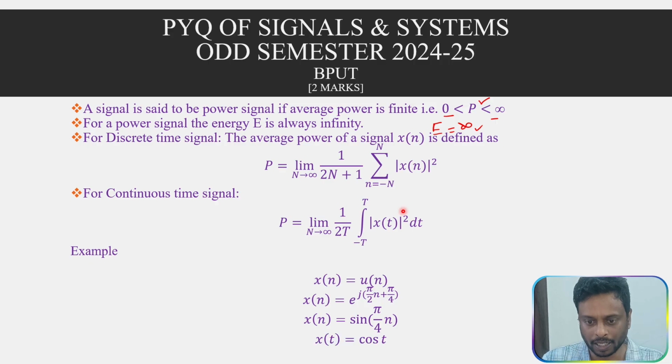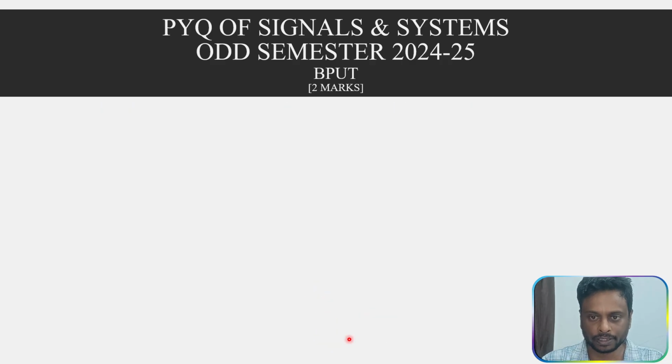Okay. Now this is x of t equal to cos t. This is a continuous time power signal. Okay. So these are some examples of power signals. Okay. So this is our first question.